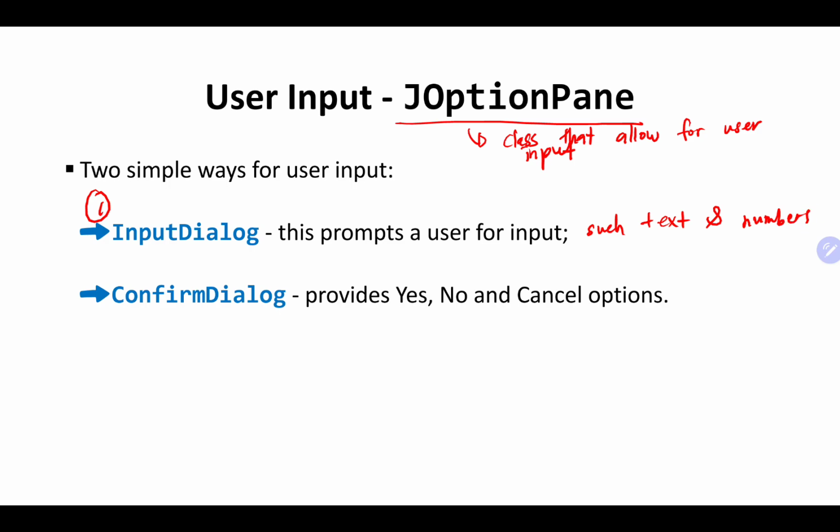And we also have another one, which is the confirm dialog. Confirm dialog can be used to provide options like yes, no, or cancel. This is for the user to choose whether they want yes, no, or cancel, and it is typically used for confirming actions and decisions. We have these three.